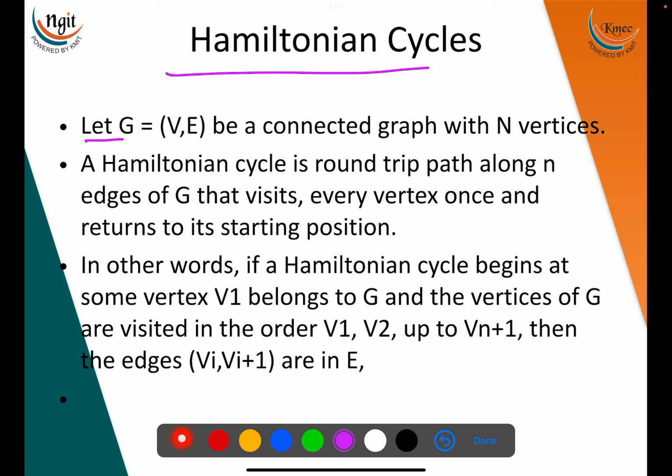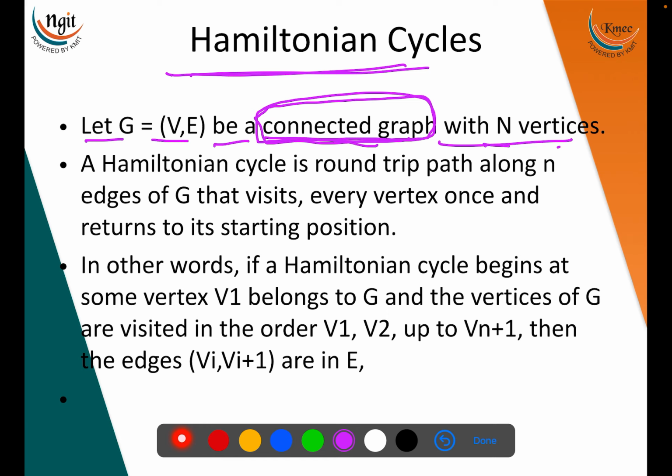Let graph G equal to (V, E) be a connected graph. This is the prerequisite to generate Hamiltonian cycles with n vertices. Graph should be a connected graph with n vertices, and the definition of Hamiltonian cycle is: a Hamiltonian cycle is a round trip path. That means if you started visiting vertices from A, after you complete the visiting of all the vertices, you should go back to the starting position. That is what round trip.